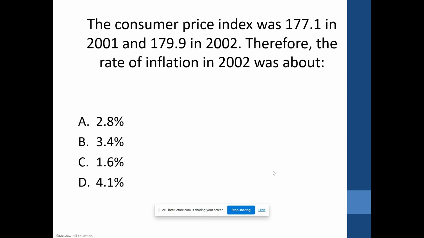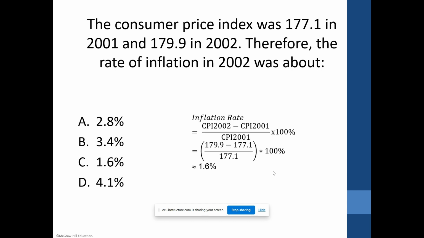Let's do a practice, pause, and come back. Alright, according to the formula for calculating the rate of inflation, we use the CPI of 2002 minus the CPI of 2001 as numerator, use the CPI of 2001 as the denominator, and multiply by 100%. The detailed steps are shown here.